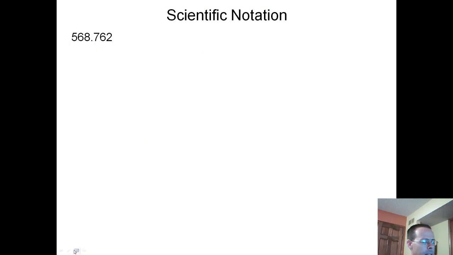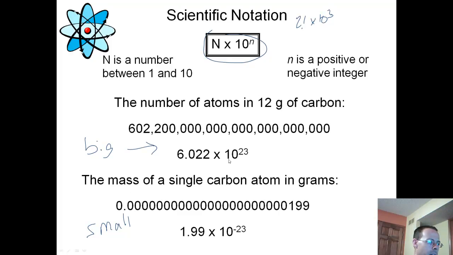And here we go. We're just going to do a couple examples. 568.762. How do we change that into scientific notation? Because it is a big number, actually we're going to go back here. Over on this side, we are going to write: big has positive exponent. And down here, really small numbers have negative exponents. I like that better.